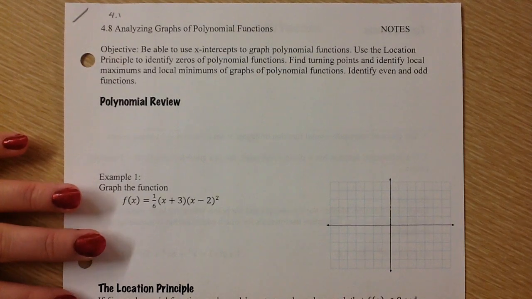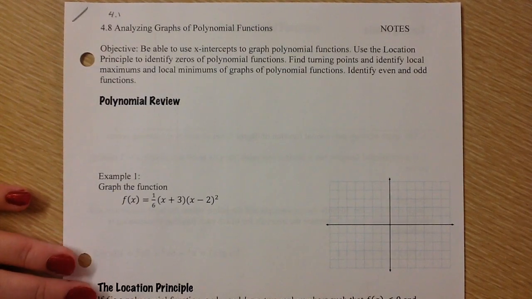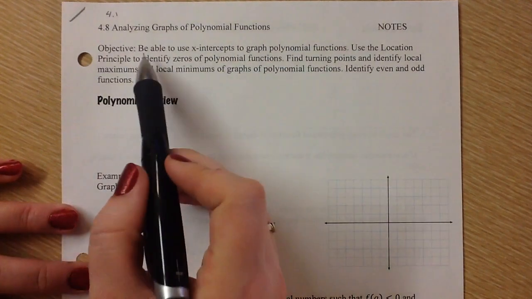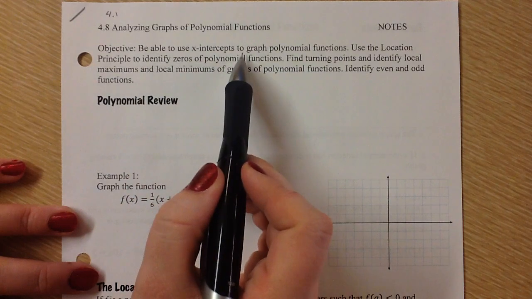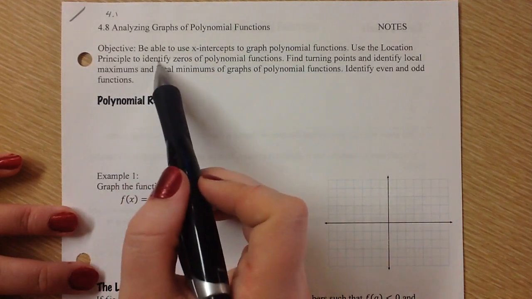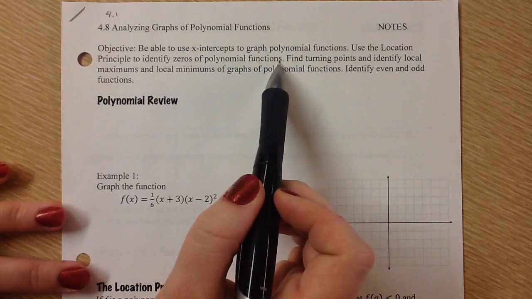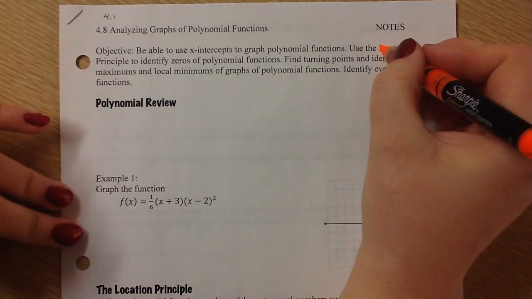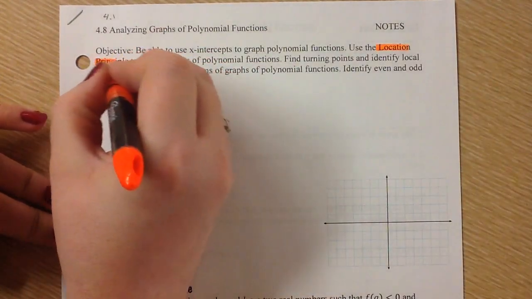We're going to go back and talk about domain and range, increasing, decreasing, maximums, minimums, and things like that. So our objective is going to be able to use the x-intercepts to graph a polynomial function, use the location principle to identify zeros of polynomial functions. So we'll learn about a new, actually it's kind of a theorem called the location principle.